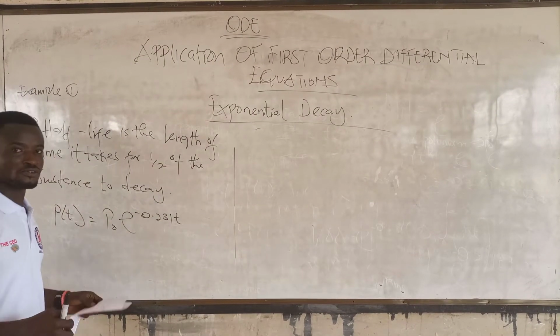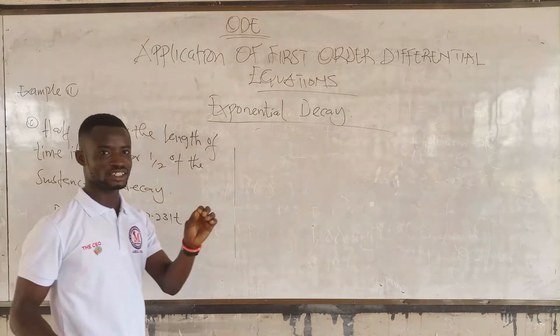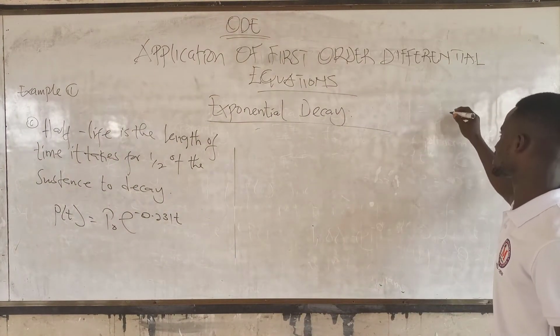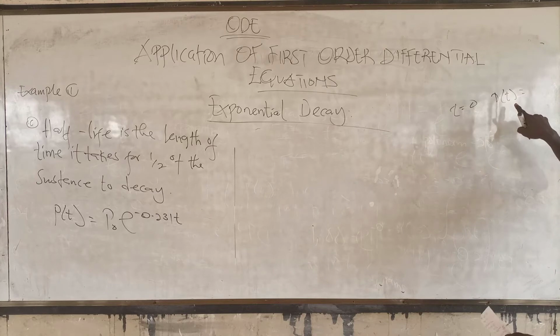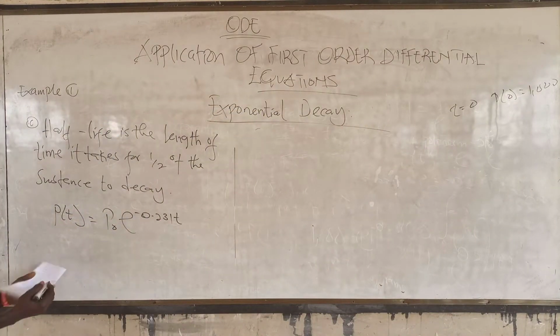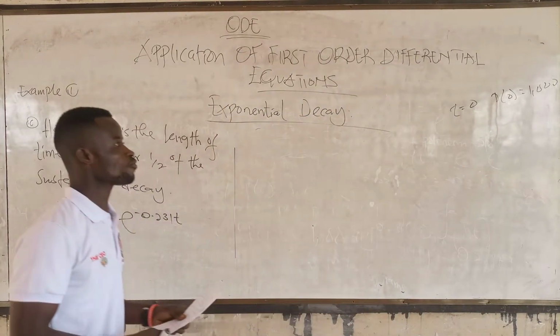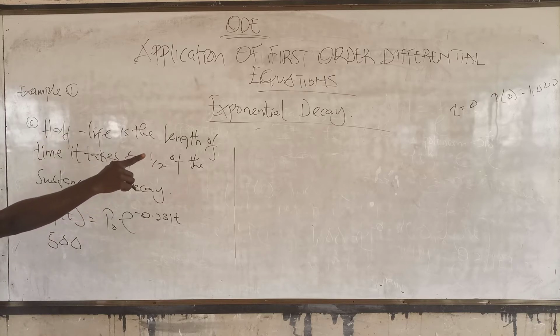Alright, so from here we move on. Now we know that at the initial stage, where t is equal to 0, we have P of 0 equal to 1000. So by substitution, if you are looking for the half-life, you take half of the 1000, and that's going to give you 500. Hope you can see where the 500 is coming from. So half of that is going to give you 500.